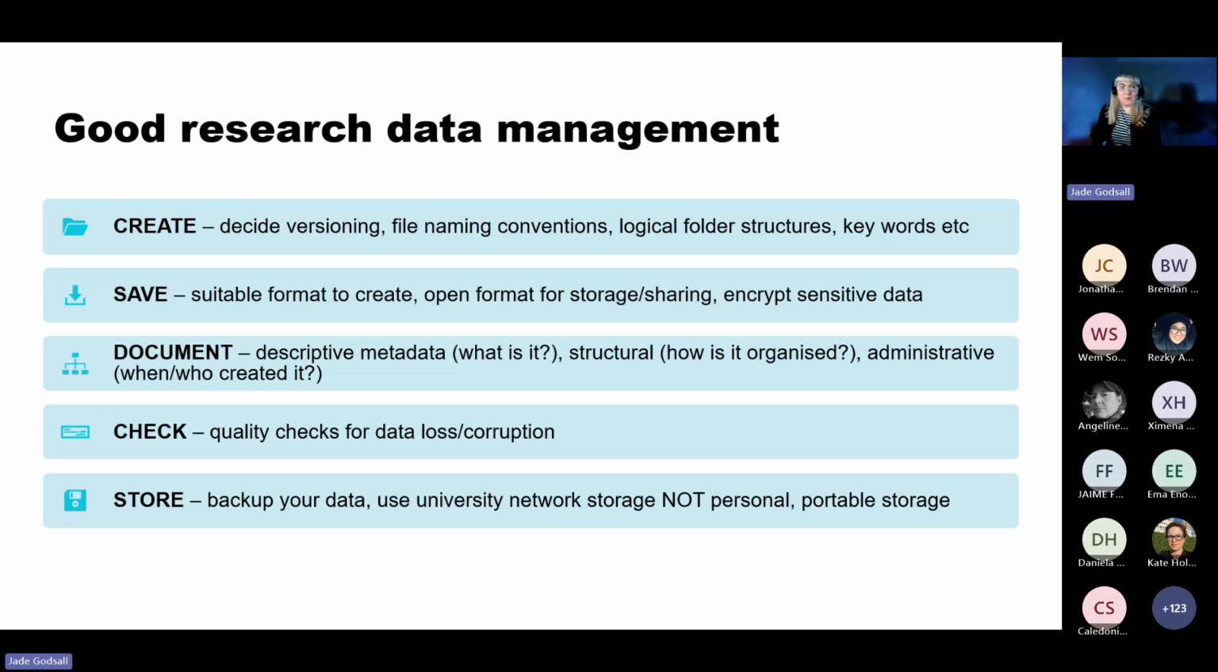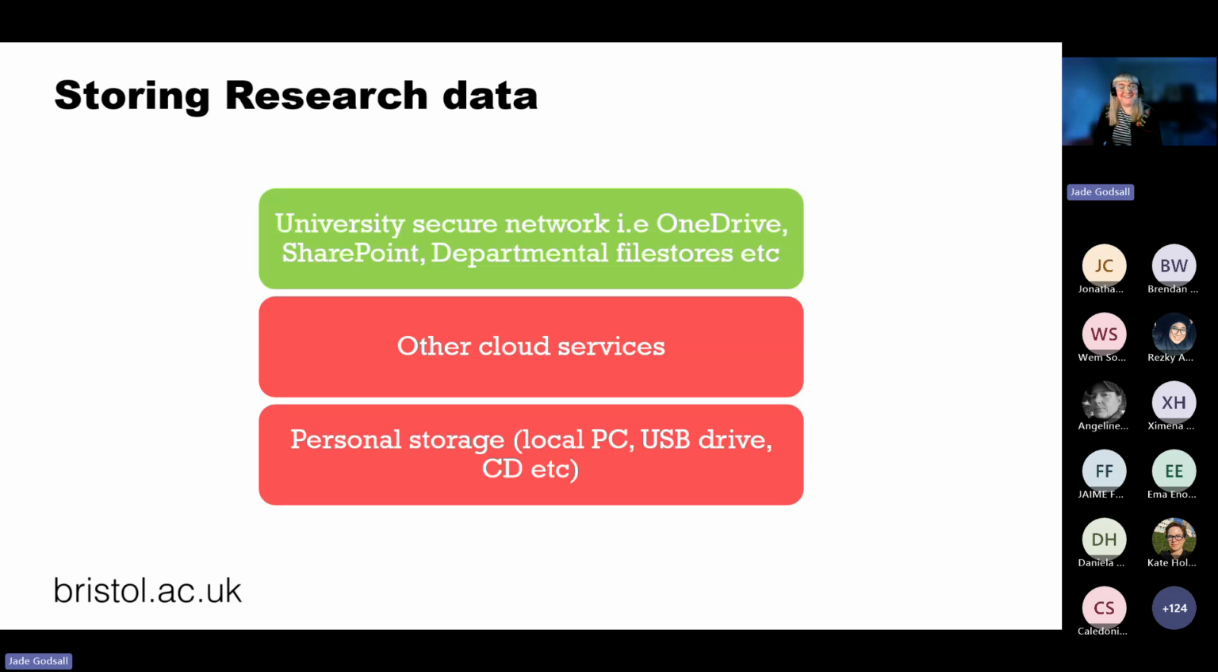We've all been there. We've all lost something that we've been working on. So just don't add the extra stress to your work when you have this supported network at your disposal in your institutions and organizations. And again, just to hammer in the point, university secure networks, kind of like OneDrive, SharePoint, departmental file stores, those sort of things. Those are the best place that you want to be keeping your work. We always think keep it in the castle walls, so make sure it is in the castle walls.